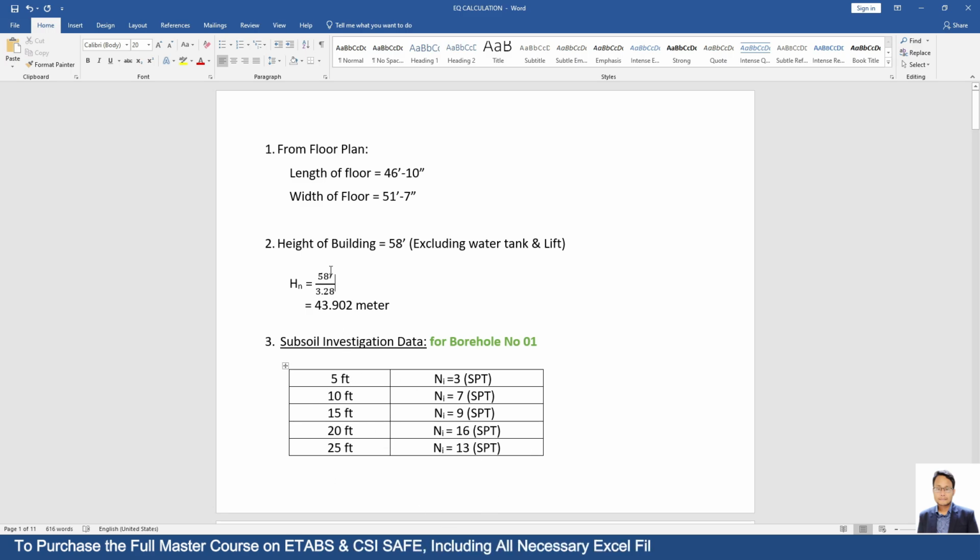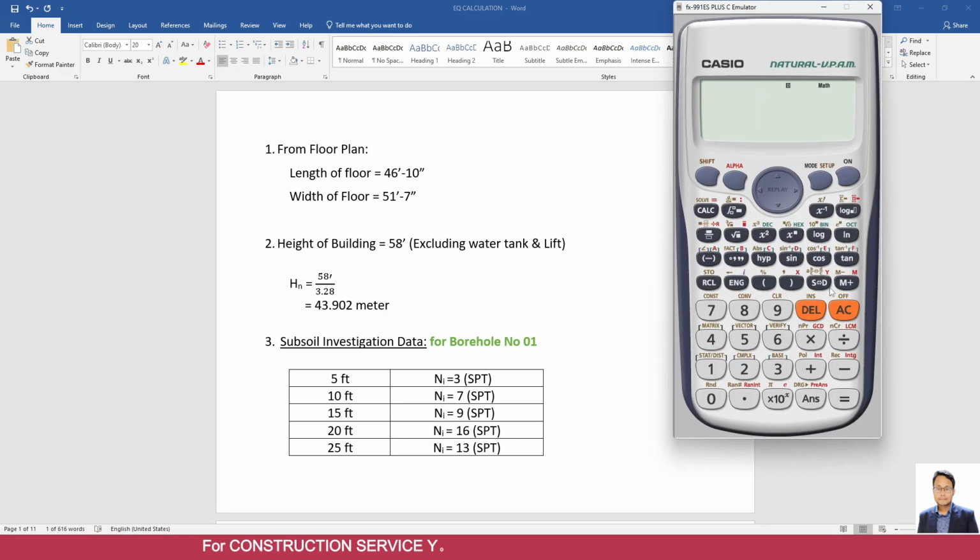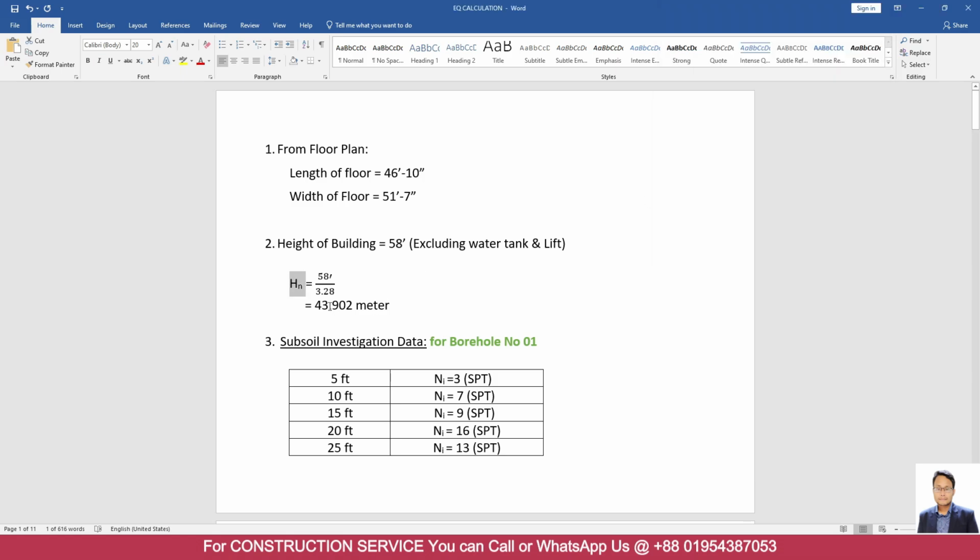In ACI code, basically they take the height in feet, but in our BNBC 2020, they are telling us to take the height in SI unit. That means in meter. So what will be the value? 58 divided by 3.28. This is 17.68 meter.